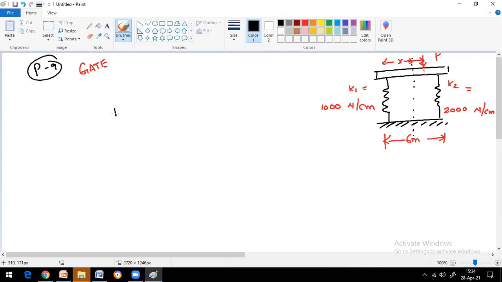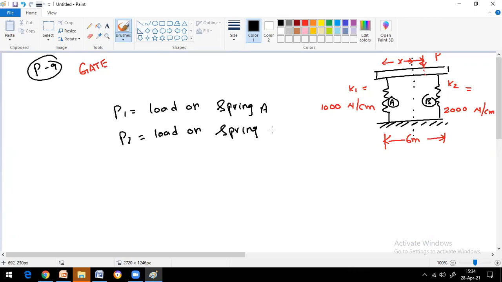Let's take first P1. P1 is the load on spring A, so I consider this as spring A, and this as spring B. And P2 is equal to the load on spring B. And the deflection will be the deflection of each spring in centimeter. Right, and the data is given very clearly.